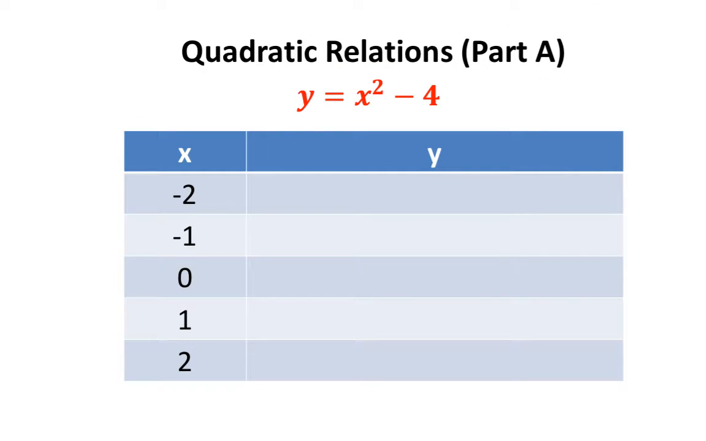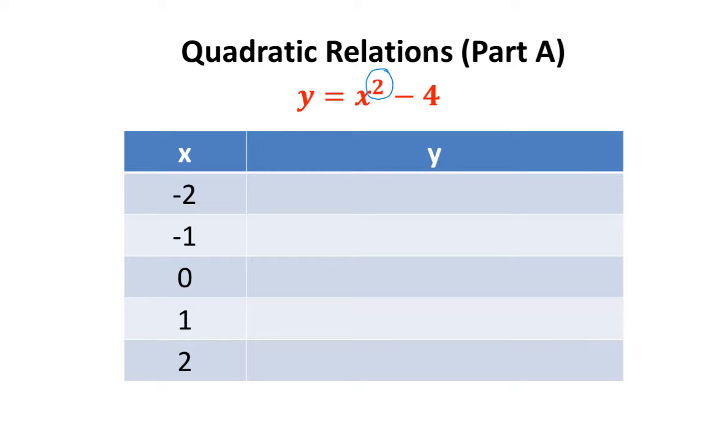In our second example, we're going to look at a quadratic relation, which is y equals x squared minus 4. How do I know that it's a quadratic relation? Well, if you look at the variable of x, it has an exponent of 2. And that is a giveaway that it is a quadratic relation.